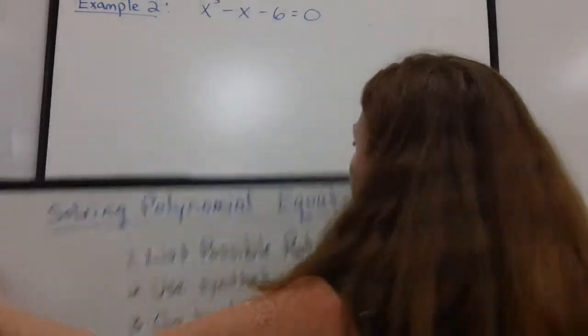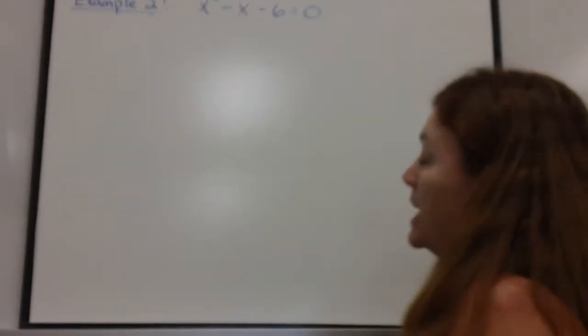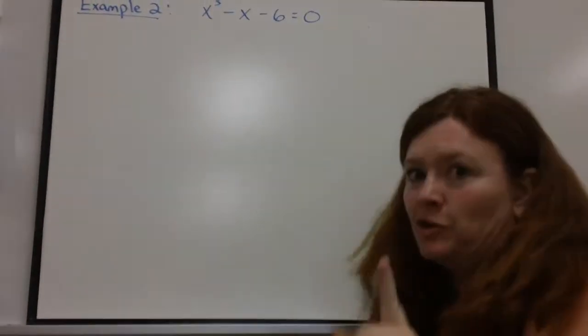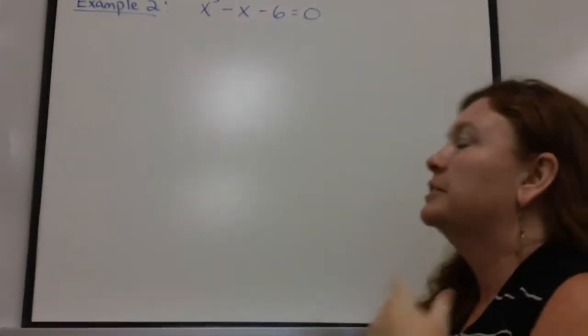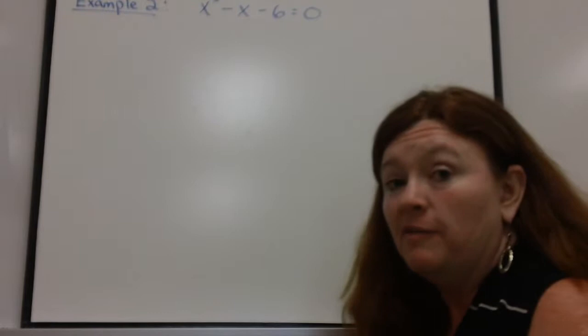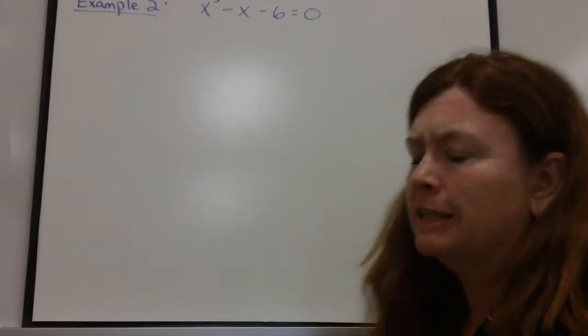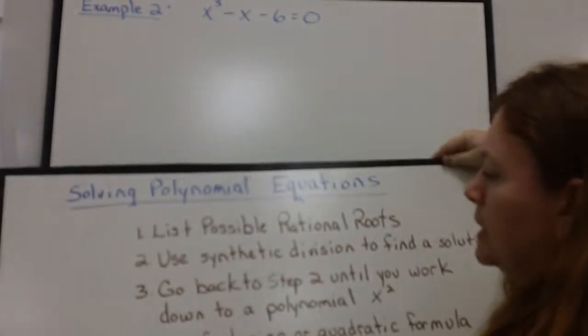All right. Example 2. X cubed minus x minus 6 equals 0. Now I have a trick in here. There's a missing term, so you have to be very, very careful with that. But I'm still going to follow my 4 steps. By the way, I didn't actually review those. Number 3 and number 4.